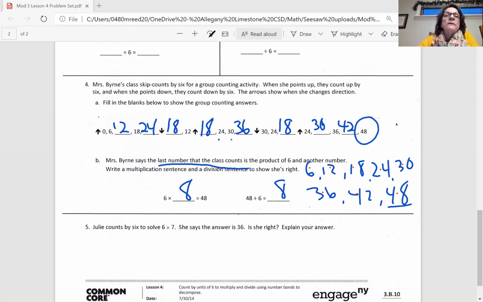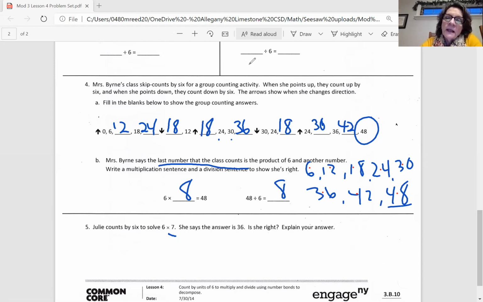All right, let's go on to our last problem here. I'll do this one with you. Julie counts by 6 to solve 6 times 7. She says the answer is 36. Is she right? Explain your answer. Well, 6 times 7, and she's skip counting by 6. So I've got to ask, how many 6s will we count? Well, we will count 7 6s.